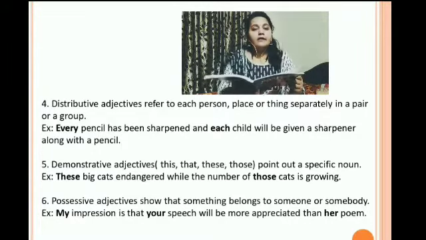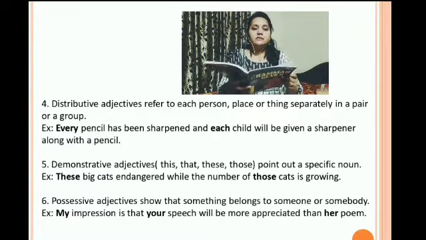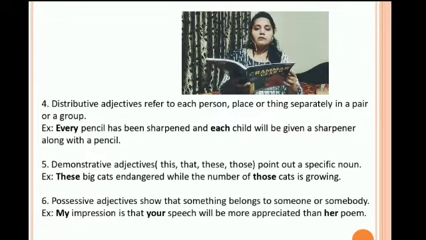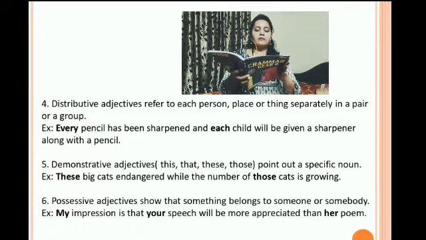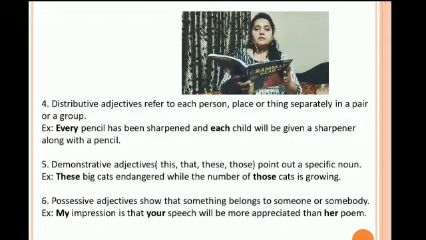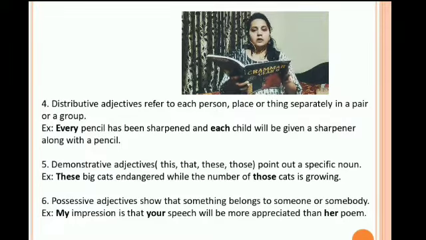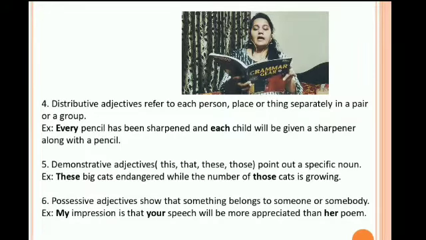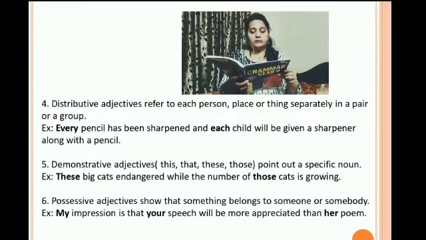Then we have another kind, that is demonstrative adjectives, and possessive adjectives. Demonstrative adjectives are about pointing out something, some noun. The words are that, those, this and these. That and this are used for singular and these and those are used for plural nouns. They point out a specific noun and help to identify it.